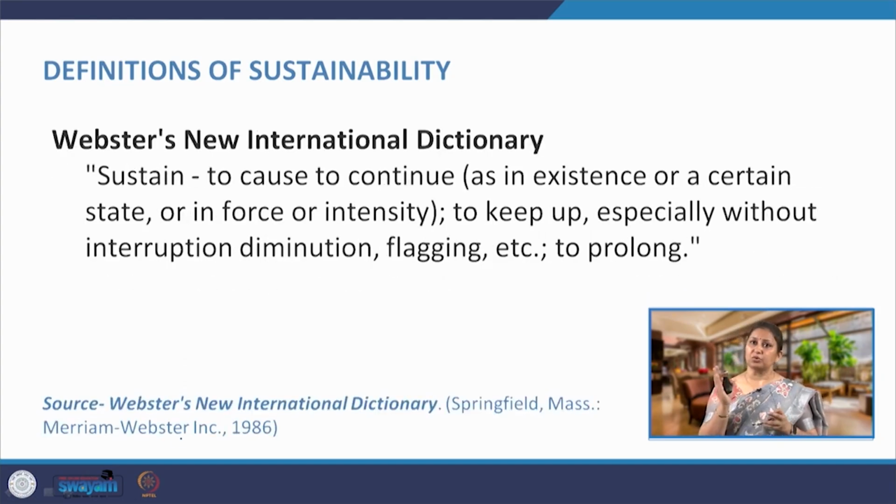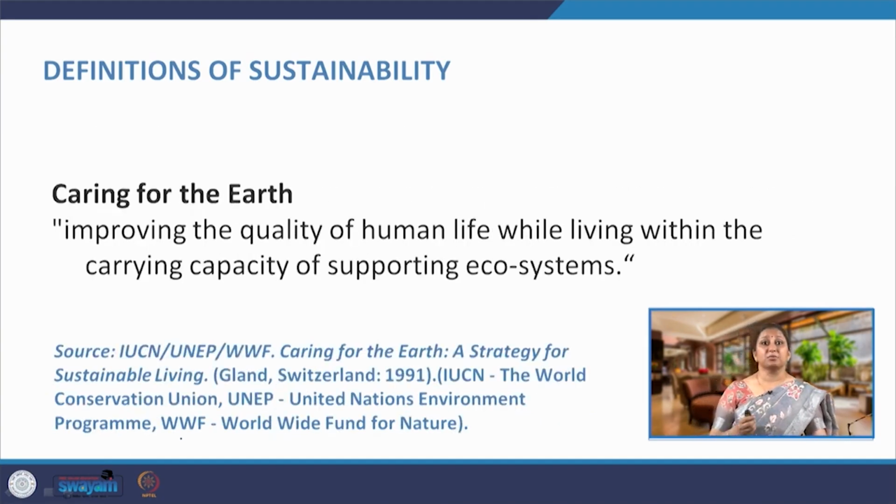If you look at only the literal meaning of sustainability, as per Webster's New International Dictionary, it says to sustain is to cause or continue as in existence or a certain state or in force or intensity, to keep up, especially without interruption, diminution, flagging etc., or to prolong. Another definition is from Caring for the Earth. It says improving the quality of human life while living within the carrying capacity of supporting ecosystems.